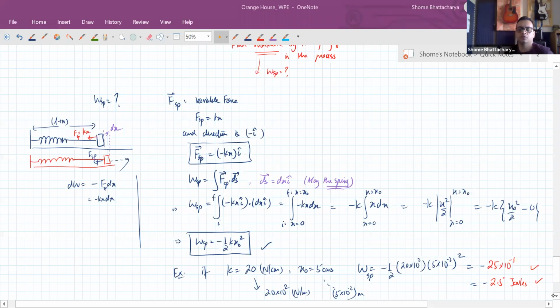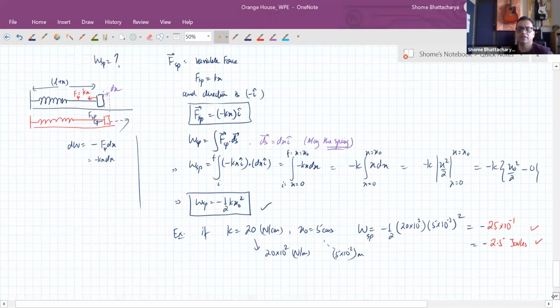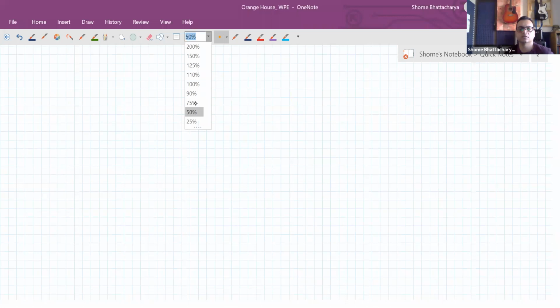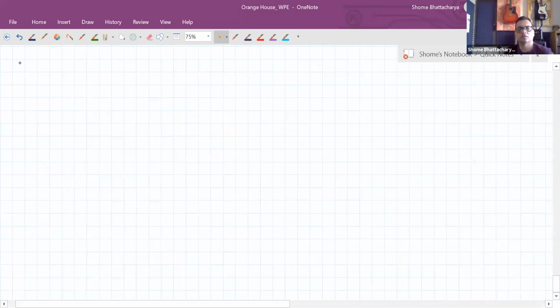Okay, so hope this is clear. Now, the next thing we'll see is that as opposed to stretching the spring, suppose we are compressing the spring, then what kind of work would the spring be doing? Would it do negative work? Would it do positive work? Let's understand that.